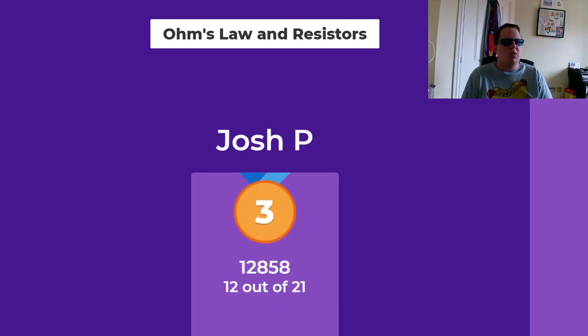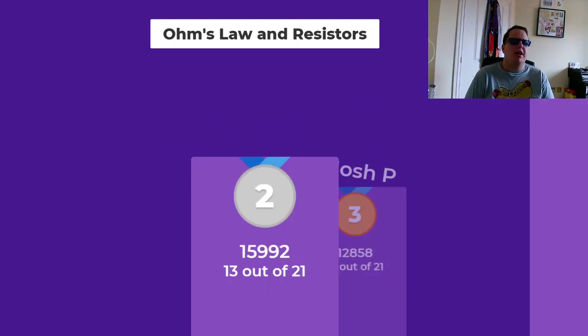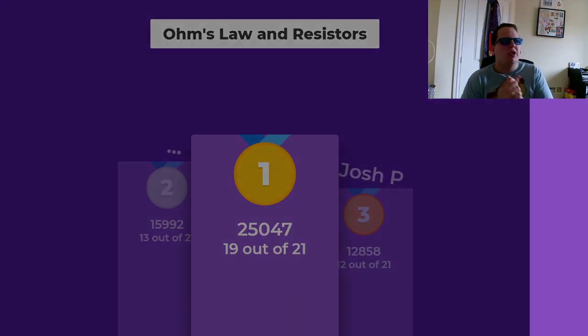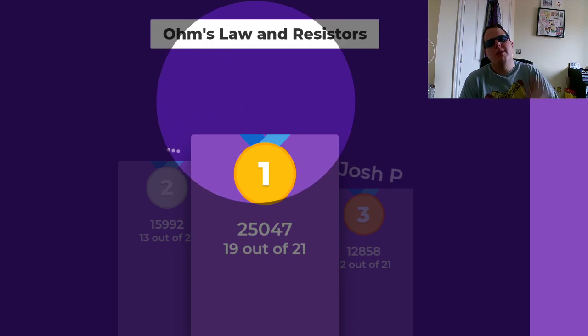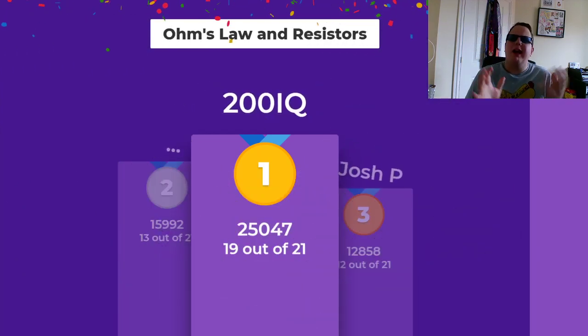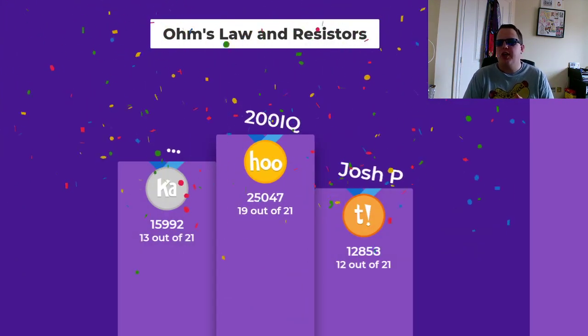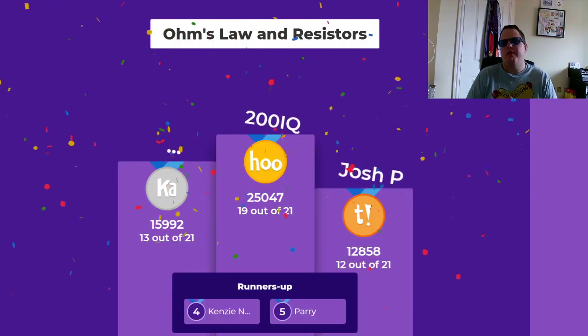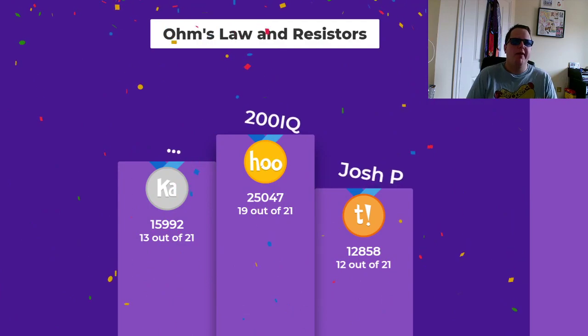So in terms of our scores, well done. In 3rd place with 12 out of 21, Josh P. It started off so promising and then tailed away. In 2nd place, with 13 out of 21, and with an amazing 19 out of 21, 200 IQ. Well done, 200 IQ, with runners up in 4th and 5th, Kenzie, Nelson and Parry.